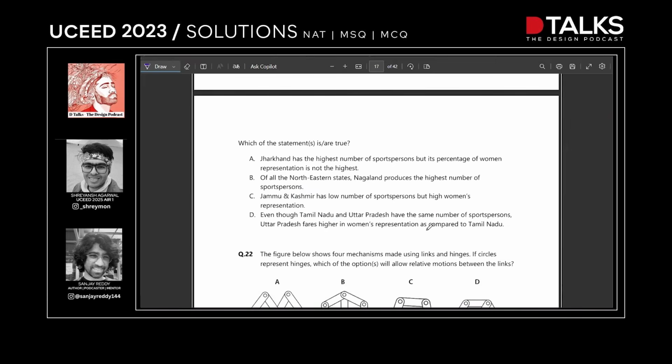Okay. Which of the statements are true or is true? Very straightforward question. Very straightforward. Jharkhand has the highest number of sports persons, but its percentage of women representation is not the highest.